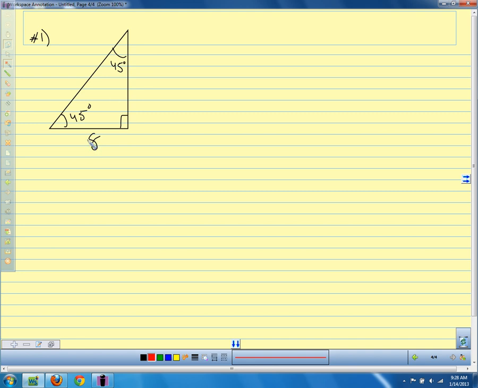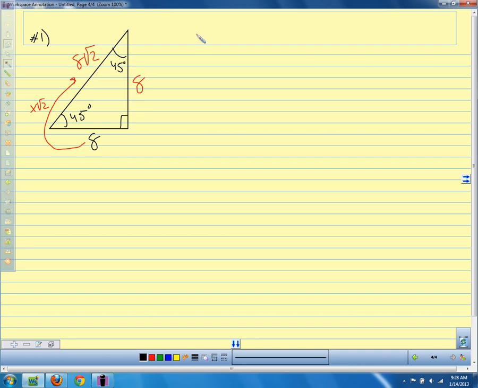Well, if this side is 8, how big is this side? 8 has to be the same. Are these legs or hypotenuses? Legs. To go from the leg to the hypotenuse, what do I do? Multiply by the square root of 2. So that side's going to be 8 square root of 2 units. So that one's easy. You can just write those for your answers: 8 and 8 times the square root of 2.